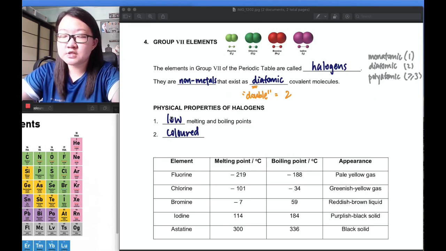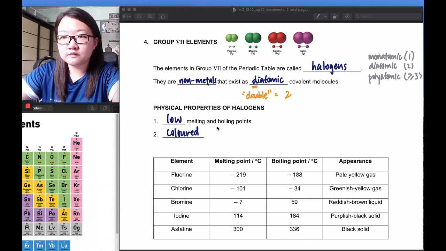All right. Now that we have talked about the naming of the group 7 elements, let's move on to look at the physical properties of halogens. The first one is that in terms of melting and boiling points, they have very low melting and boiling points. If you compare it to what we just saw last lesson on group 1 elements, you'll notice that this point is similar, right? Low melting and boiling points. But the reason why group 7 elements have low melting and boiling points is very much different from that of group 1.